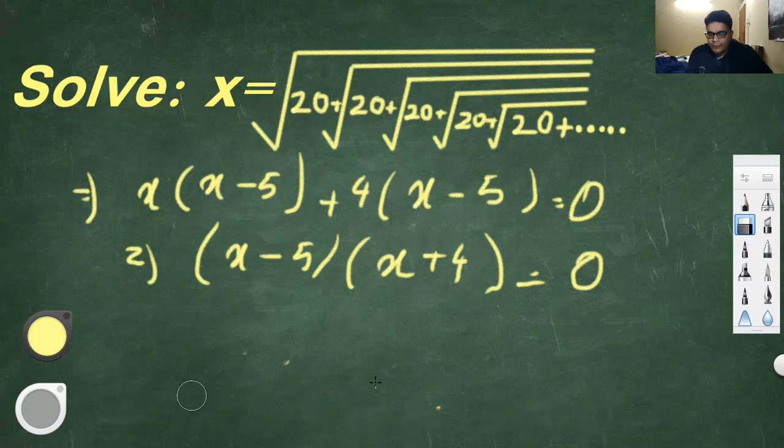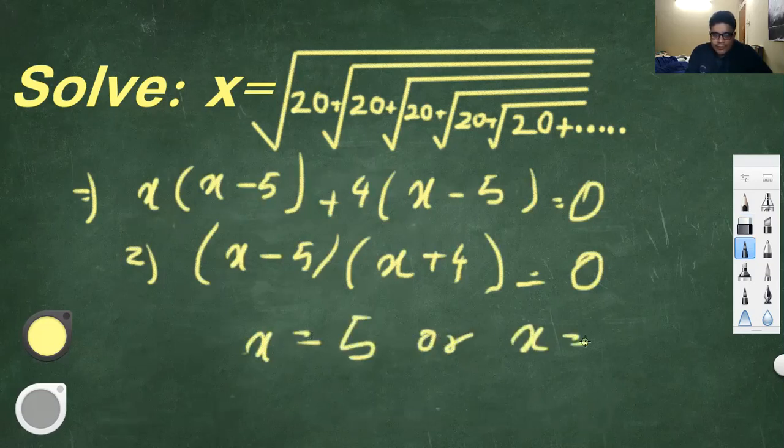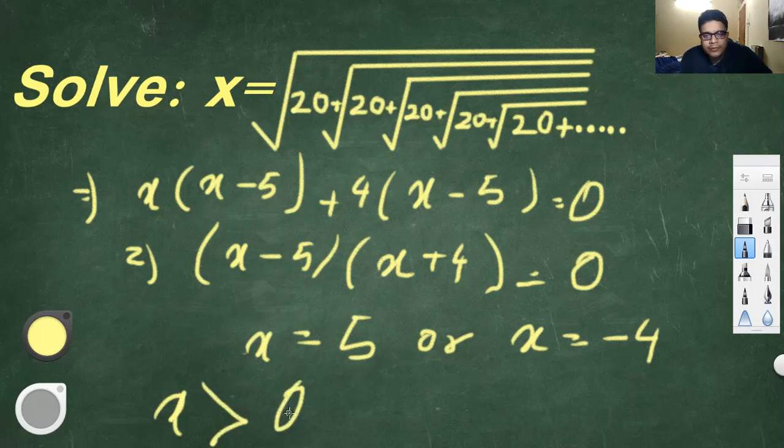So let me rub off the last line on which we came to this conclusion. Now, as you can see, from this we can say that x is either equal to 5 or x is equal to minus 4. Now, since x is a square root of a number, x must be greater than 0, right? It's square root of 20 plus square root of 20, it's a square root. Square roots are always greater than zero. So x equals minus 4 cannot be our answer. Therefore, x equals 5.